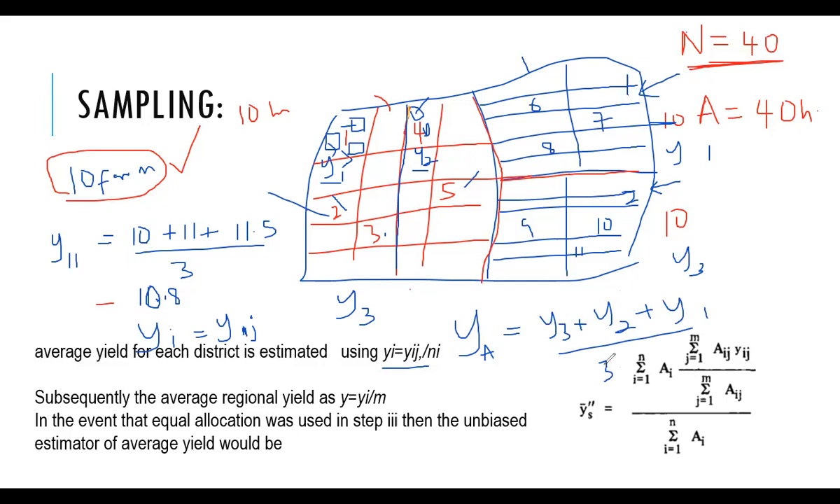So this time around, we are looking at the entire region, not on district level. For the entire region, we add all the various yields from the various districts, which is 1, 2, and 3, and divide by 3. That should give us a yield for that area. So that is how the design will go about in terms of sampling and the allocation of samples and how the estimation will be done in the long run.